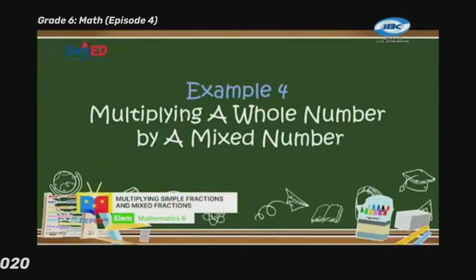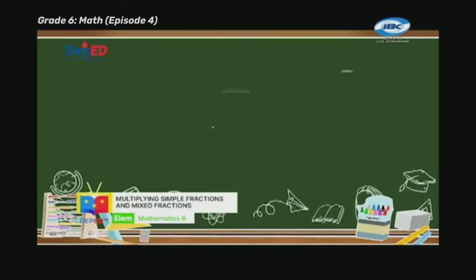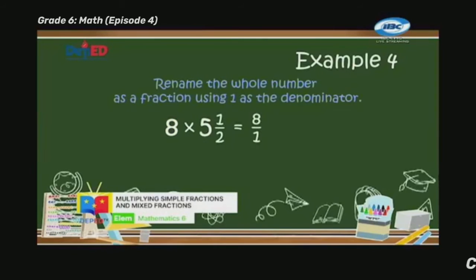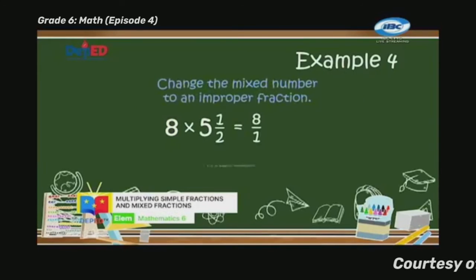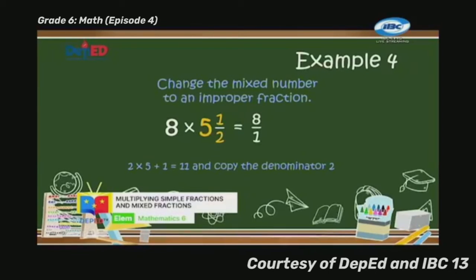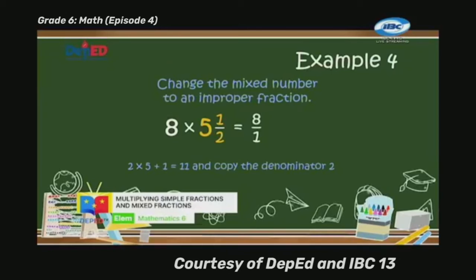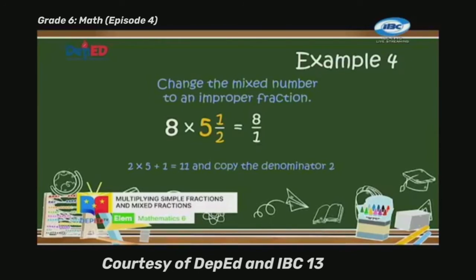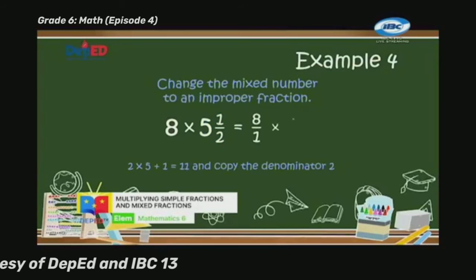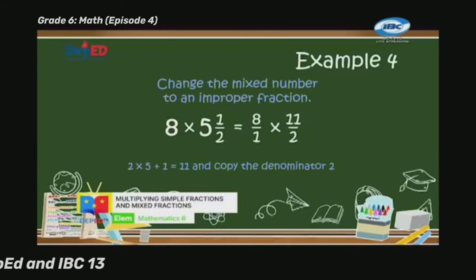Example number 4. Multiplying a whole number by a mixed number. 8 times 5 and 1/2. First, rename the whole number as a fraction using 1 as the denominator. Also, change the mixed number to an improper fraction. Multiply the denominator by the whole number and add to the numerator. 2 times 5 plus 1 equals 11. And copy the denominator too. We have 11 halves.